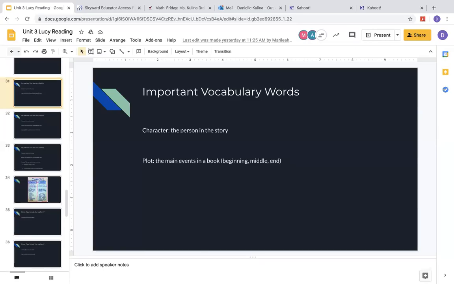So it's really important that we understand what a character is. A character is just the person in our story. So I would say a big character we have is Opal, right?